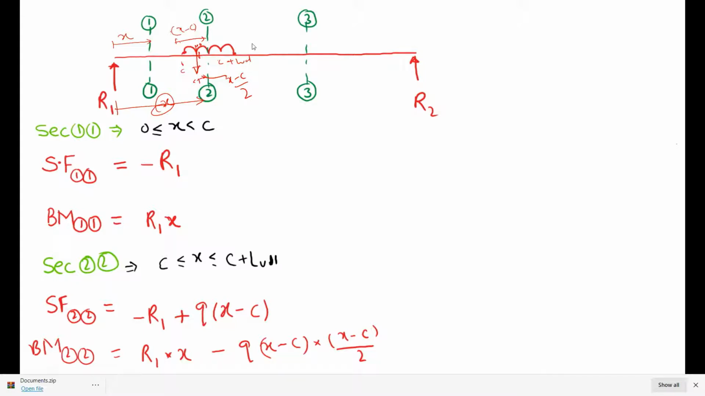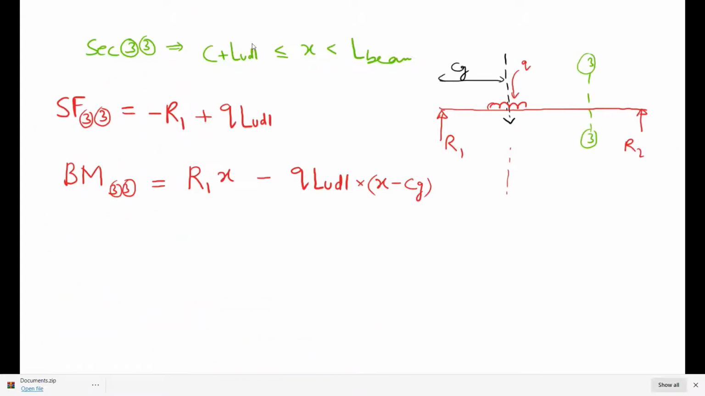Now coming to the third section, section 3-3. Here the third section is shown, from C plus LUDL to the length of the beam. So from here to here it will extend. The shear force is the sum of all the forces acting on the left-hand side of the section. The left-hand side is R1, which is here with a minus sign because it acts upward, plus this equivalent force. How much would this force be, Q into how much?